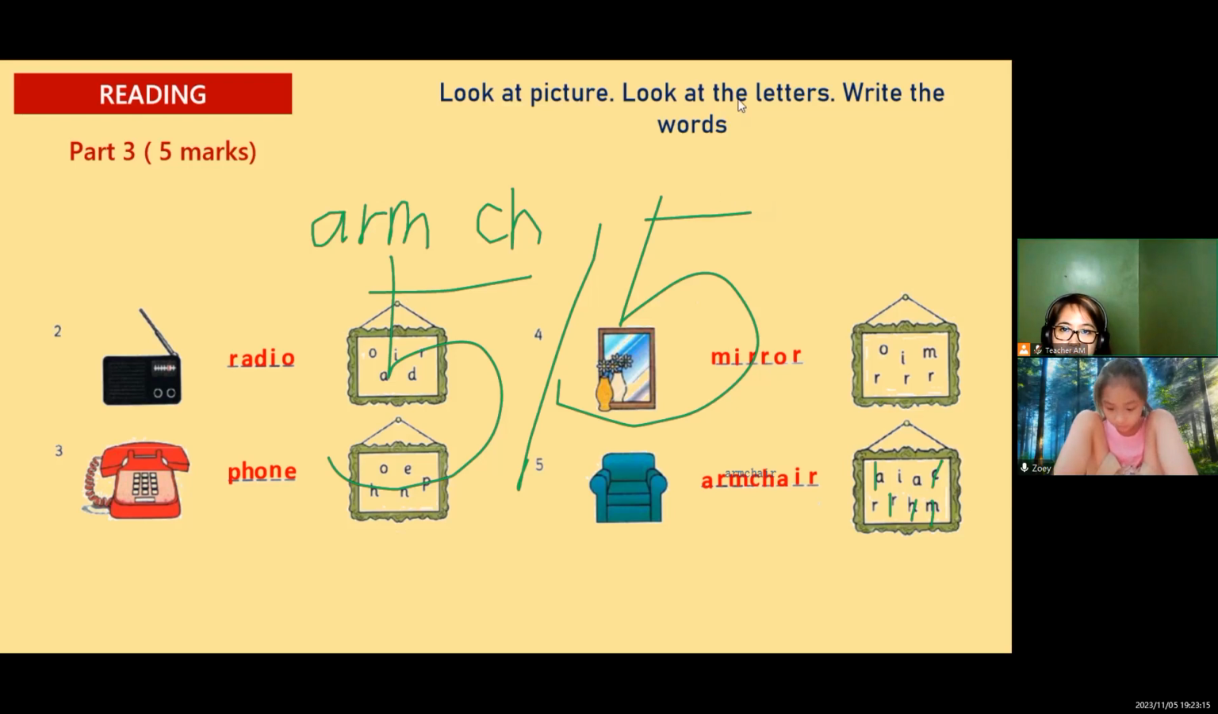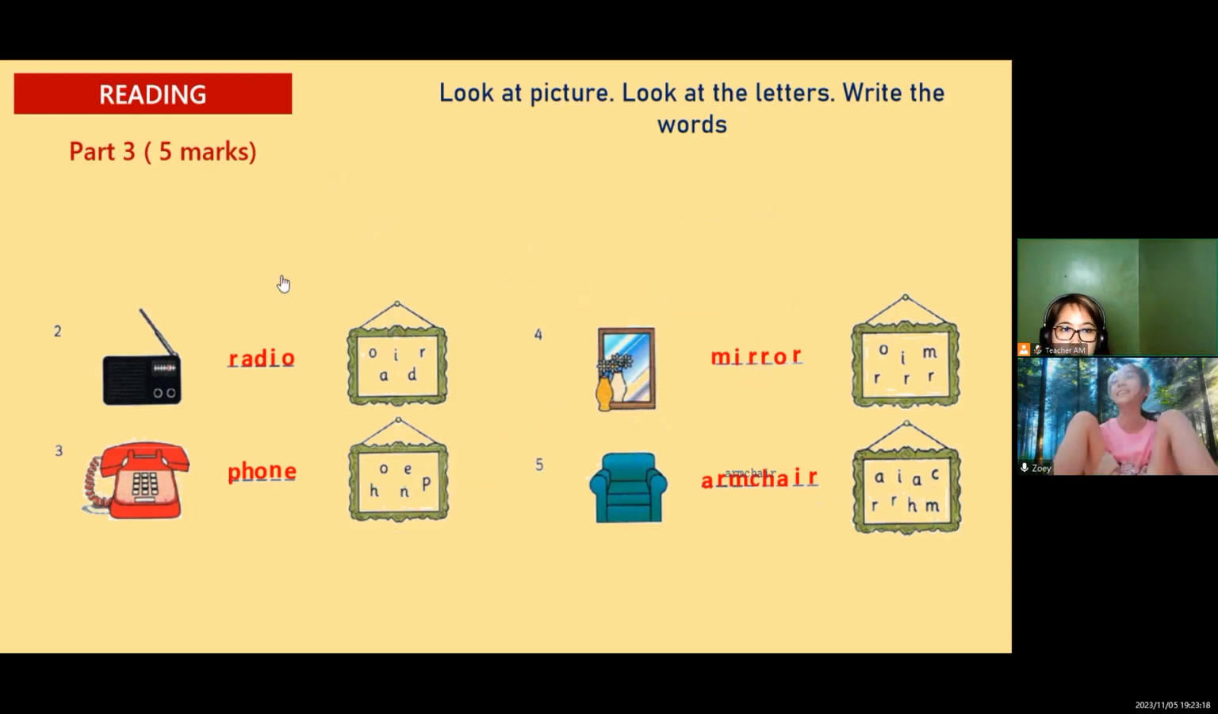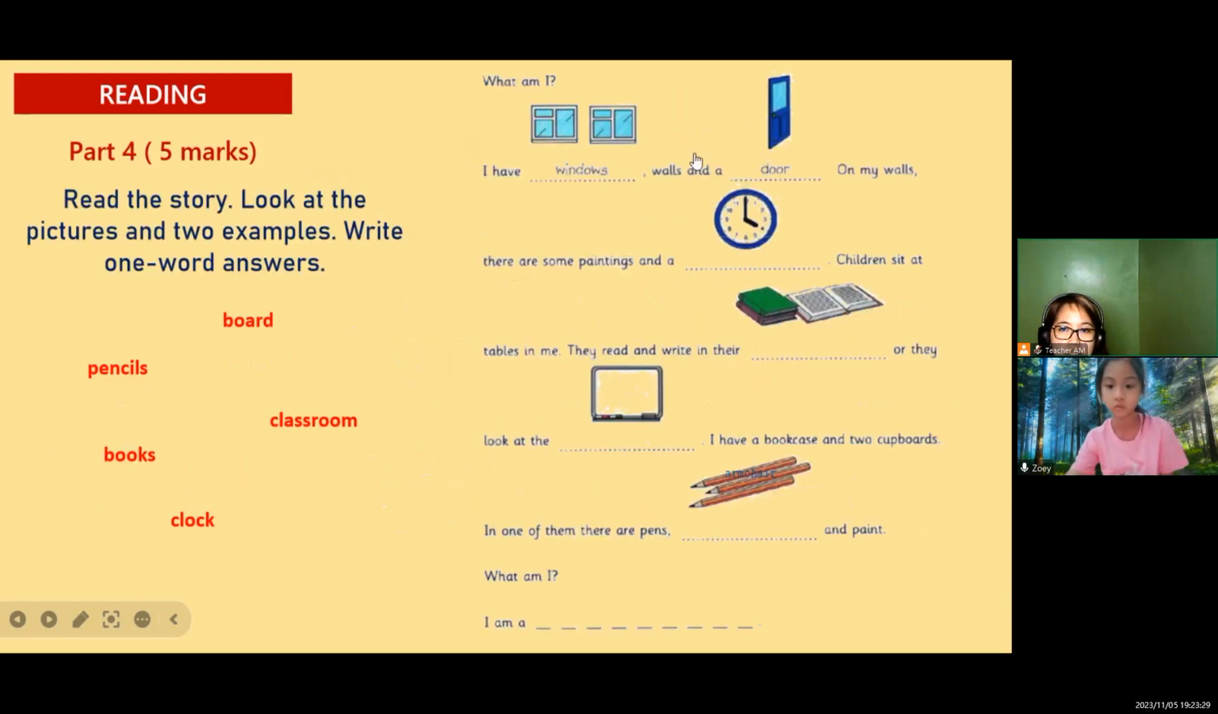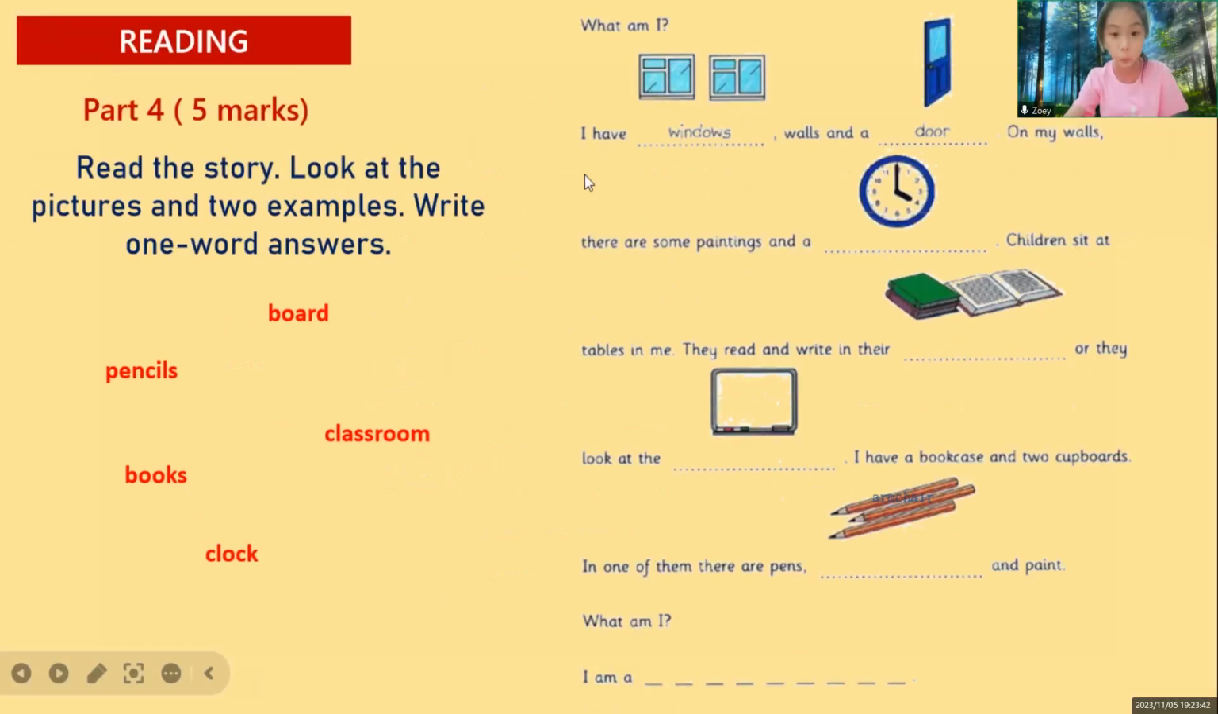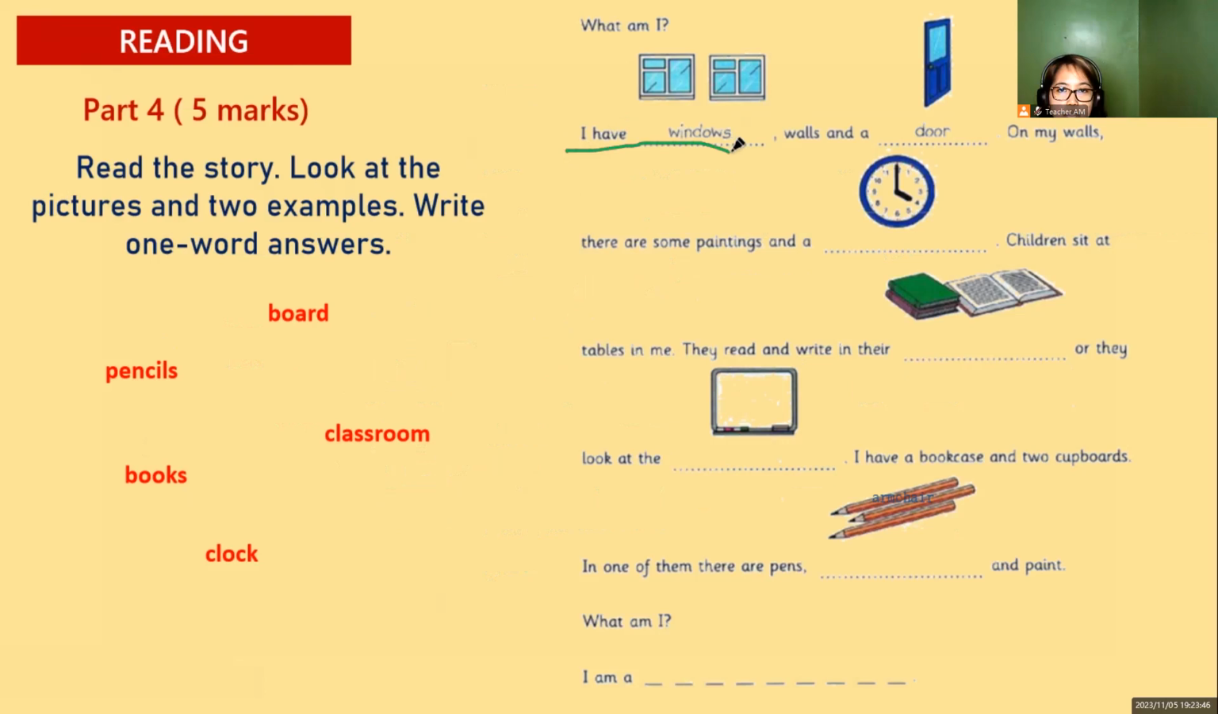Okay, so now let's proceed with part 4. This is the last part, Zoe. I want you to read the story and you tell me the missing word. Read the story and fill in the blanks. Okay, can you please read? I have. I am. Please read. I have windows. Continue. I have windows.